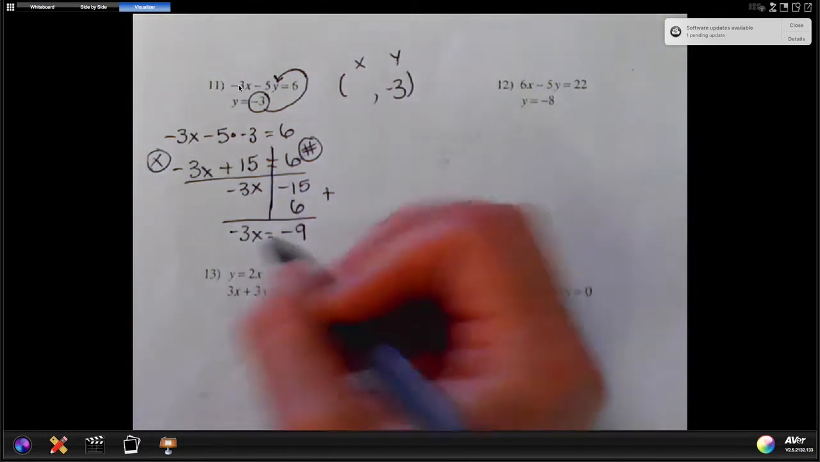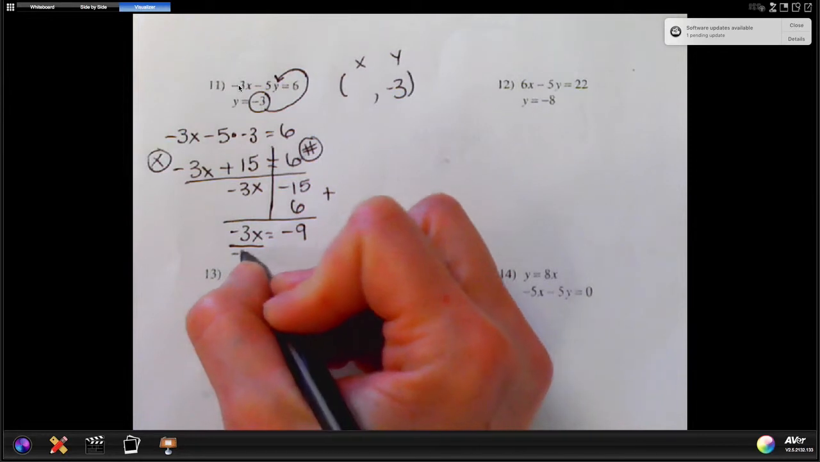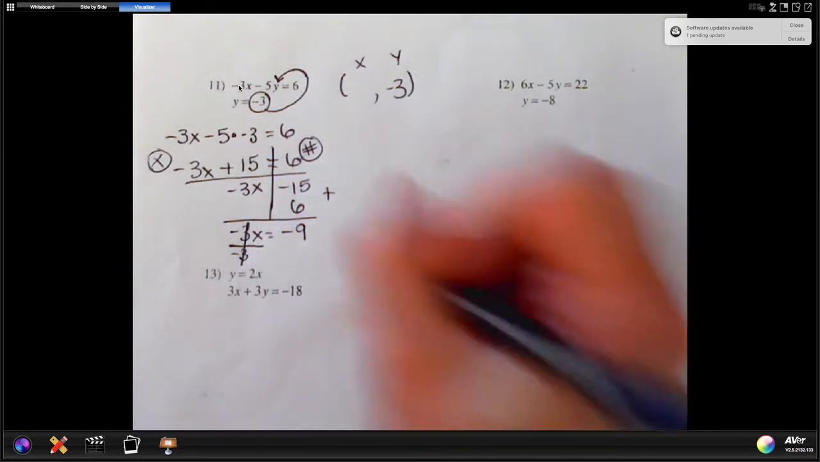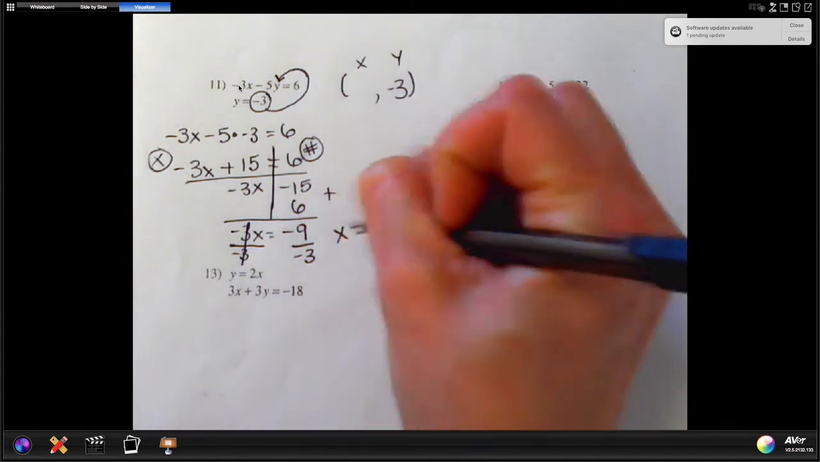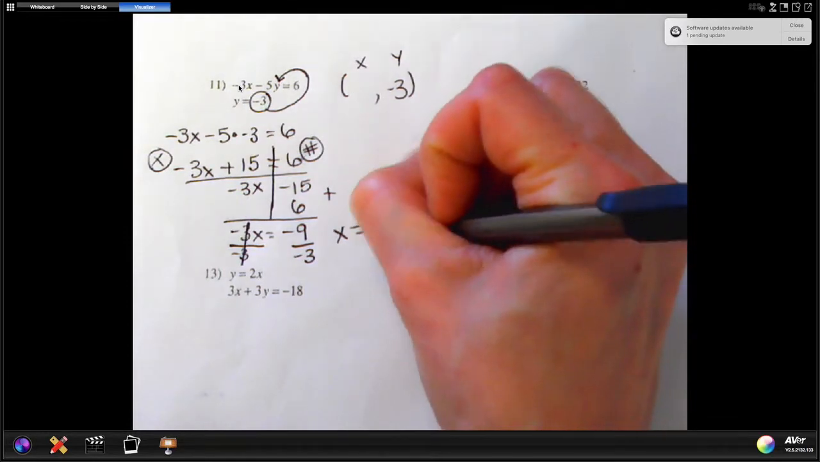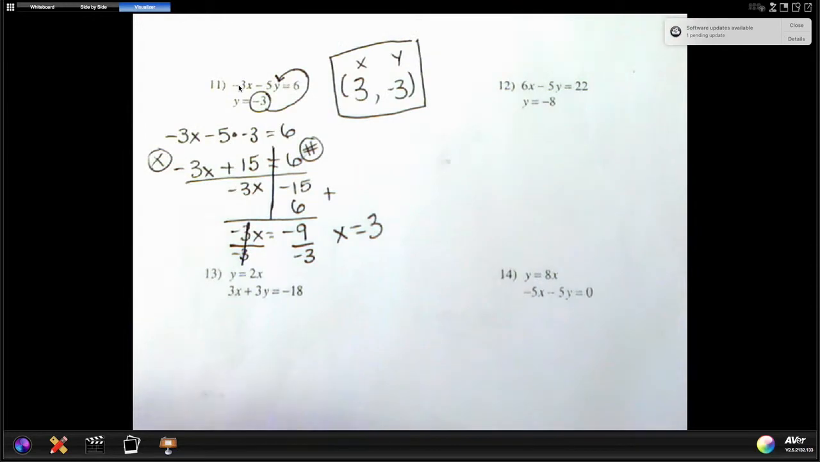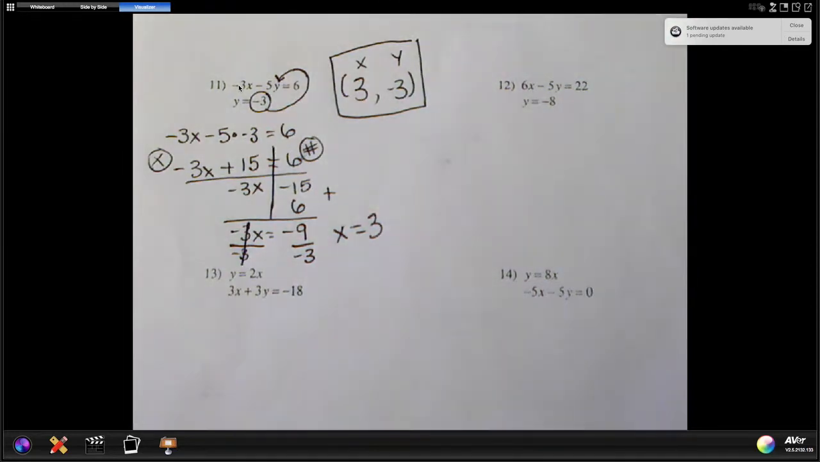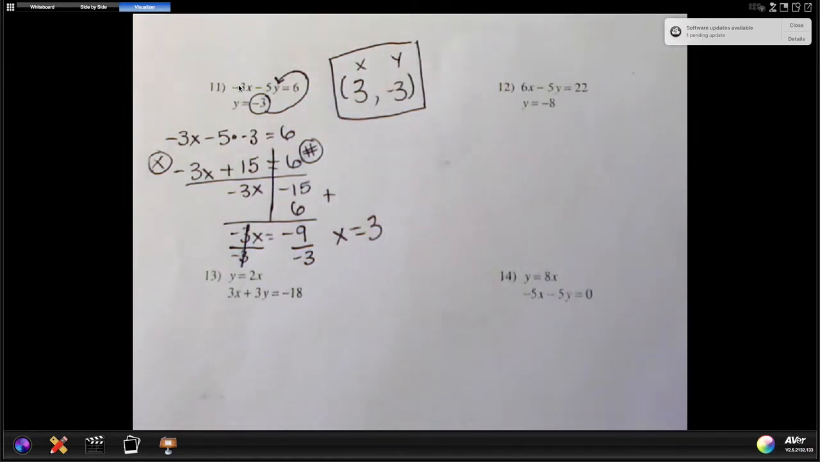The final thing I do is divide by the number next to x. So if I divide by negative 3 here, I get to cross it out. And dividing by negative 3 here should give me my answer. X equals negative 9 divided by negative 3. That would give me positive 3. And here is my ordered pair. That is the final answer to my system. I wanted to know initially where they crossed. Well, they're going to cross at 3, negative 3. We learned that part yesterday, and that was just a review.